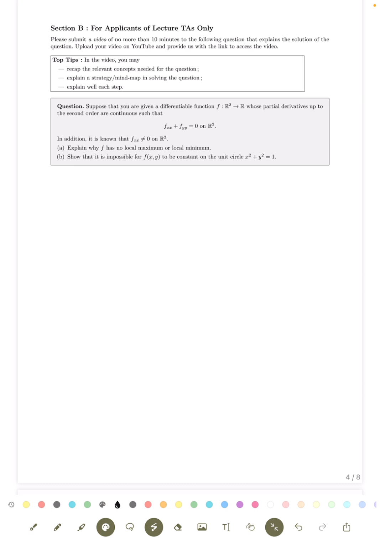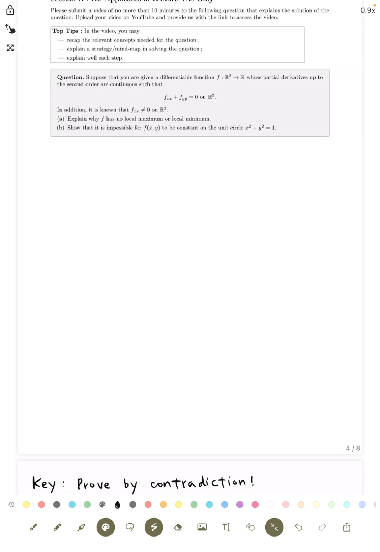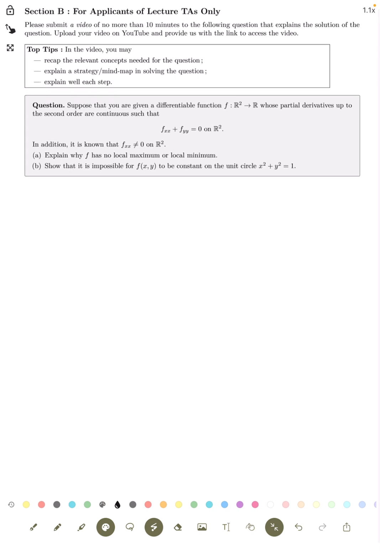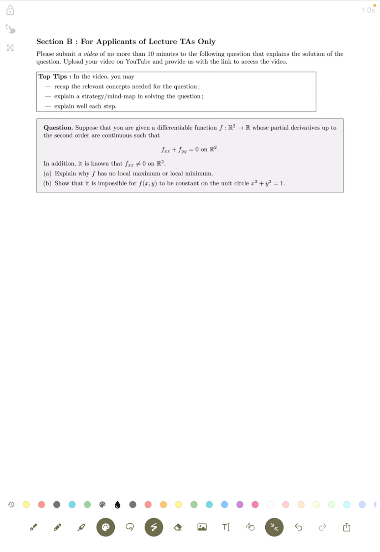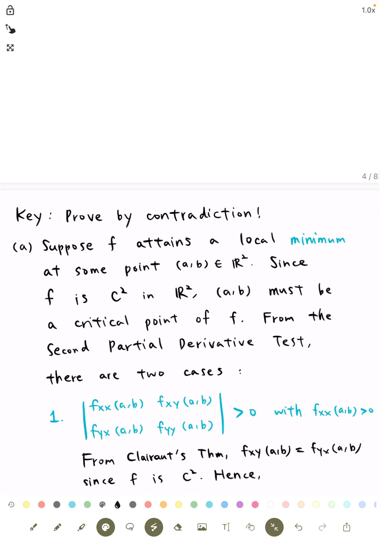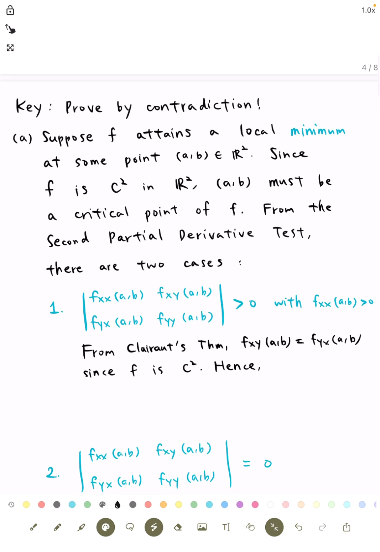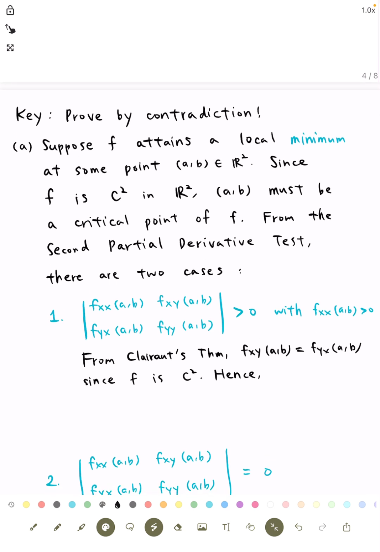To solve this problem, we need to use proof by contradiction, because it is far easier to assume the opposite and show that it is wrong. Let's begin. First one, we have to show f has no local minimum and local maximum.